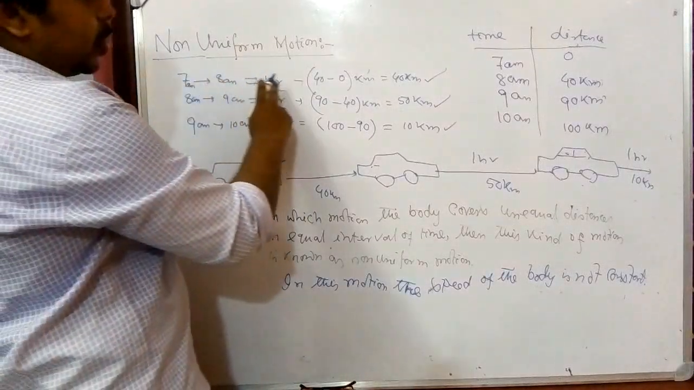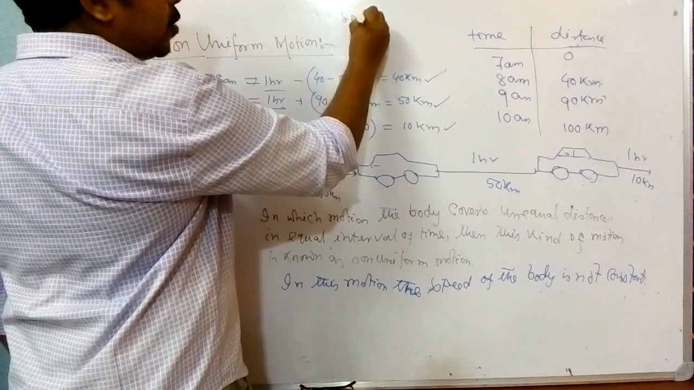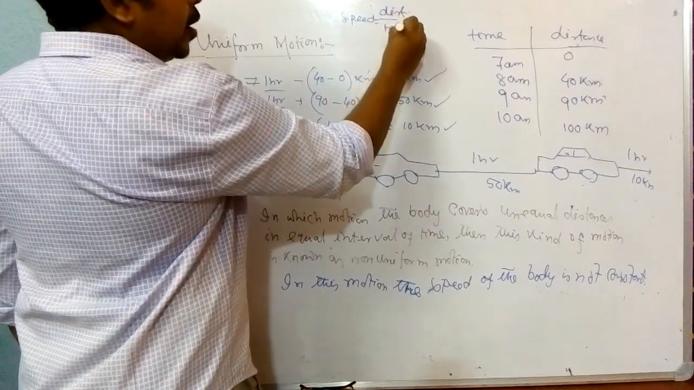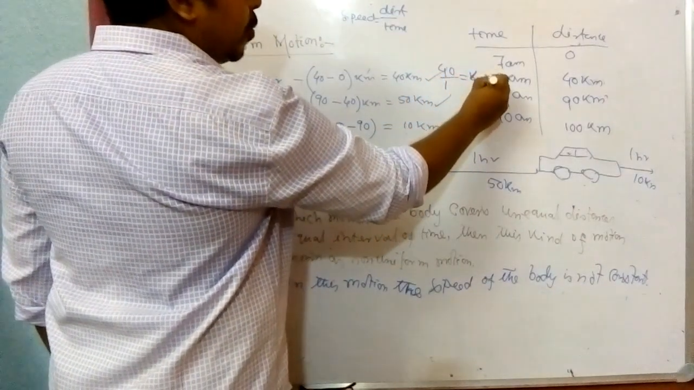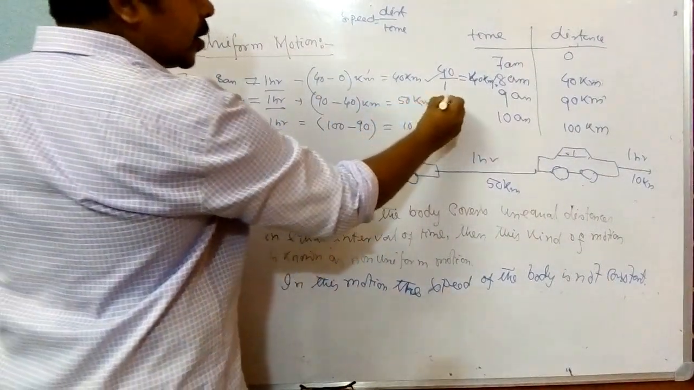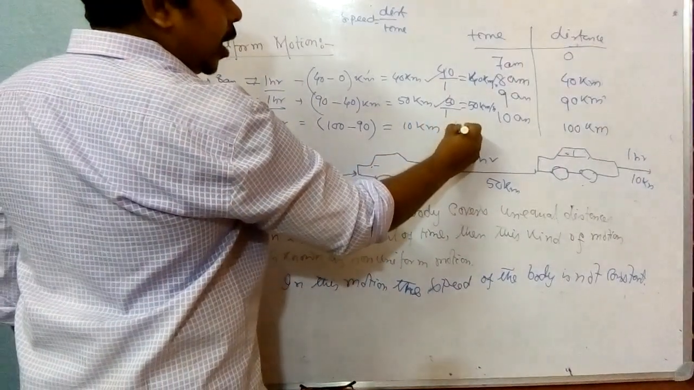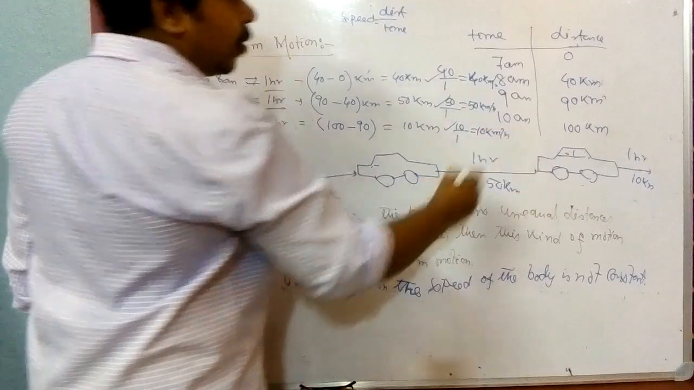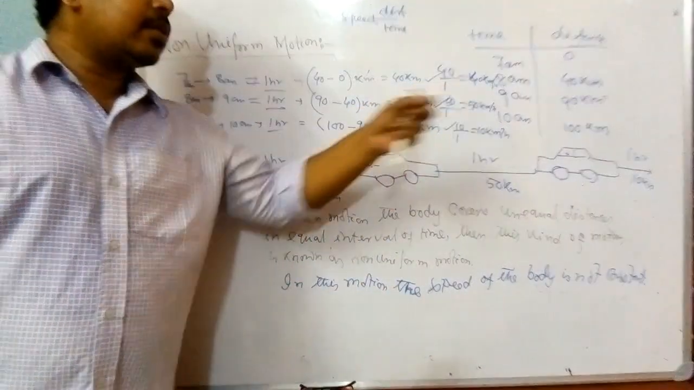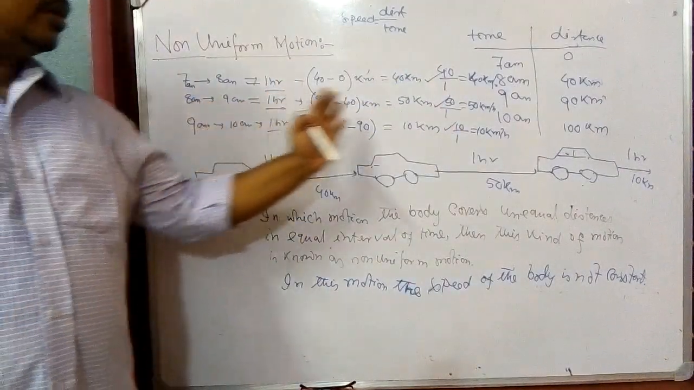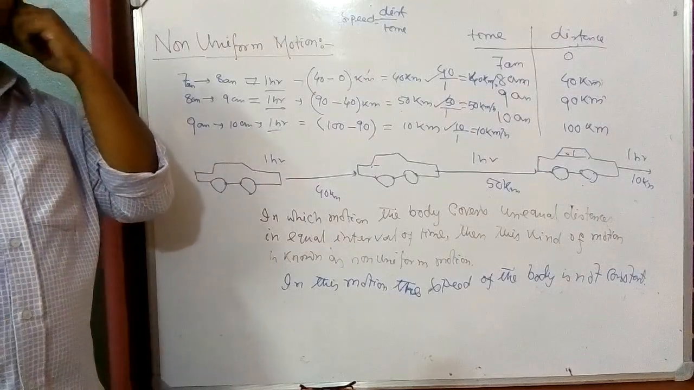Let's see. If I am talking about the first step, in the first 1 hour, the covered distance is 40 kilometers. So what should be the speed? We all know that speed equals distance by time. So in the first 1 hour, how much distance is covered? 40 kilometers, time 1 hour. So speed is 40 kilometers per hour. Next, it covers 50 kilometers, time 1 hour, so the speed will be 50 kilometers per hour. Next, 10 kilometers in 1 hour, so here it is 10 kilometers per hour. So you see, in every part, the speed has changed. First 1 hour, 40 kilometers per hour. Second 1 hour, 50 kilometers per hour. Third 1 hour, 10 kilometers per hour. Okay, so this kind of motion shows that the speed of the body over the whole path is not constant.